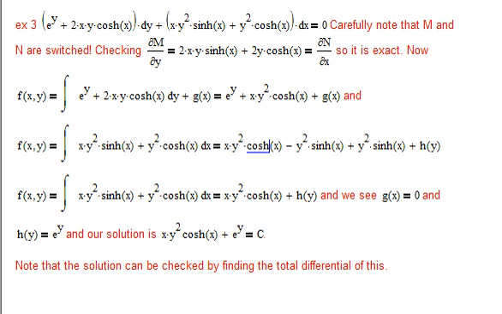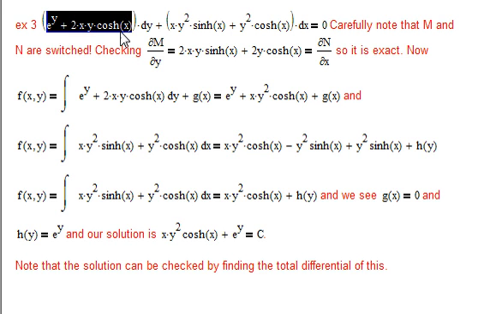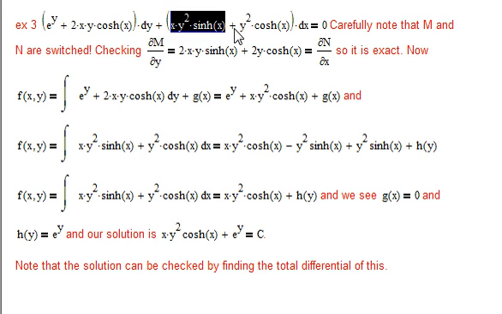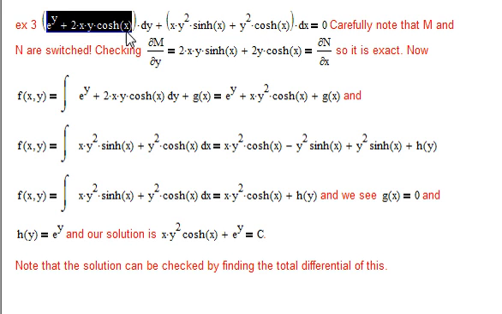Okay, this is a complicated looking thing. I got a bad feeling about this. Me too. First of all, notice that these positions are changed. What I have highlighted now is the M, and this is the N, because the dy and the dx are switched from what we normally see.